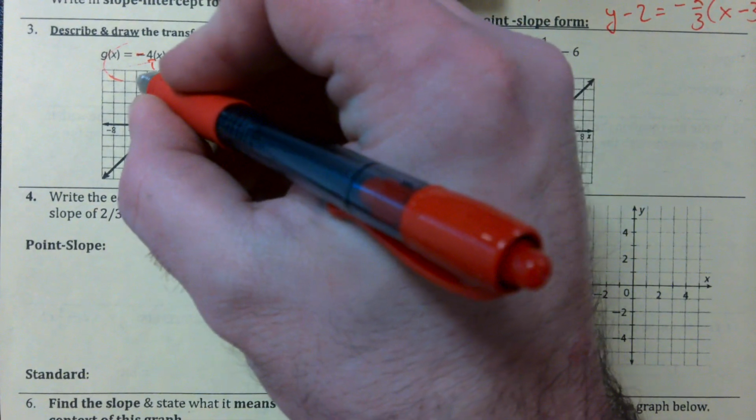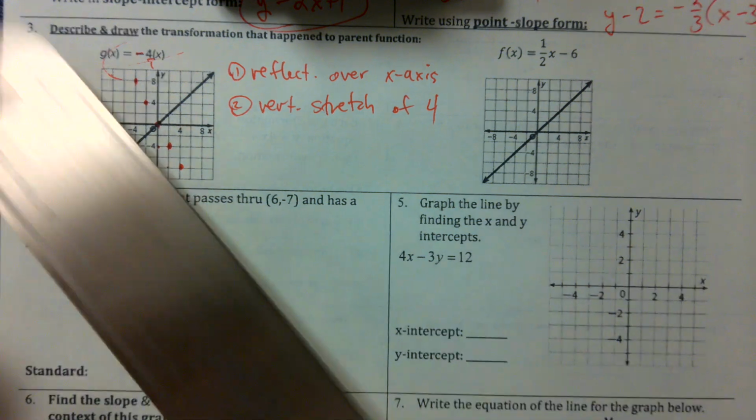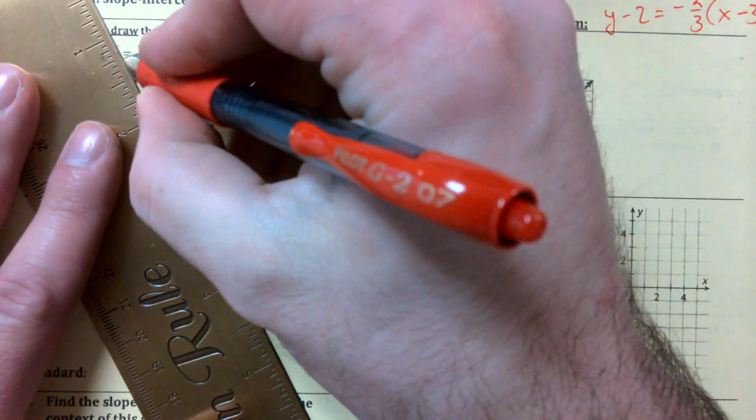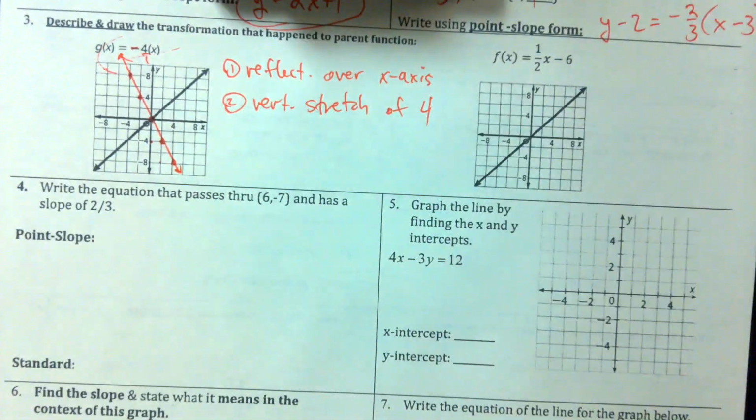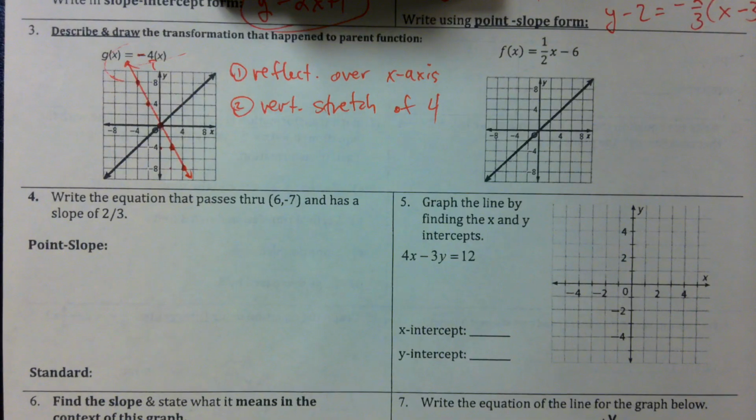Now these graphs are a little bit funky because their scales are not 1 to 1. They're 2 to 2. But that's what my line should look like. Okay?